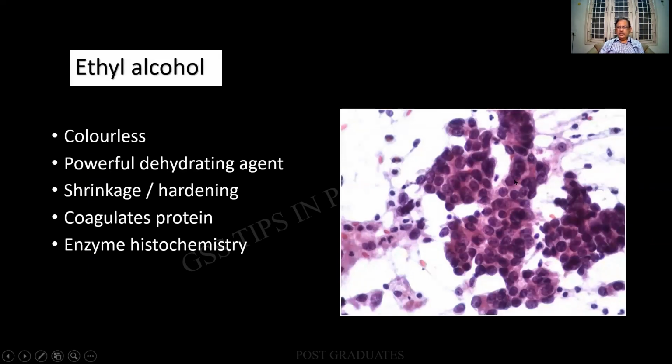Alcohol. So this is a gem of a slide. Hope we get such pictures when we do the cytology study. Ethyl alcohol by itself is colorless, it is a powerful dehydrating agent, it can cause shrinkage. But the main thing it causes is coagulation of the proteins, and enzyme histochemistry can be done. And look at the fixation over here. There is a preservation of the cell clusters, nucleus, and the cytoplasm.